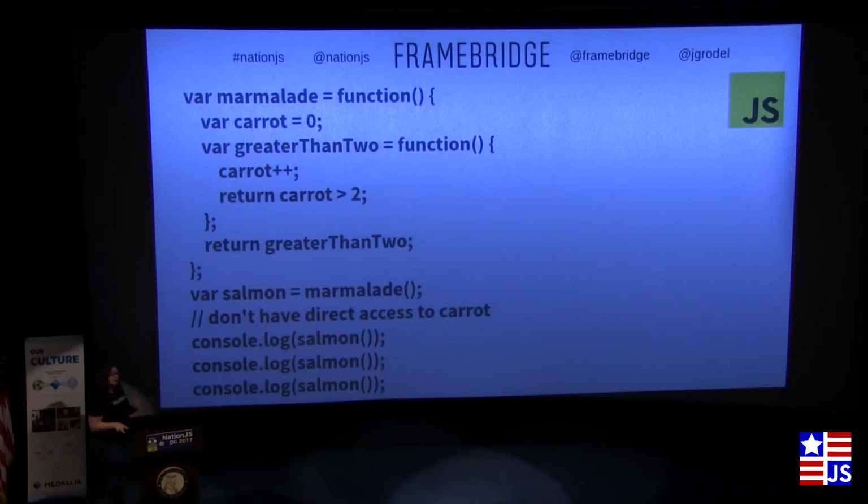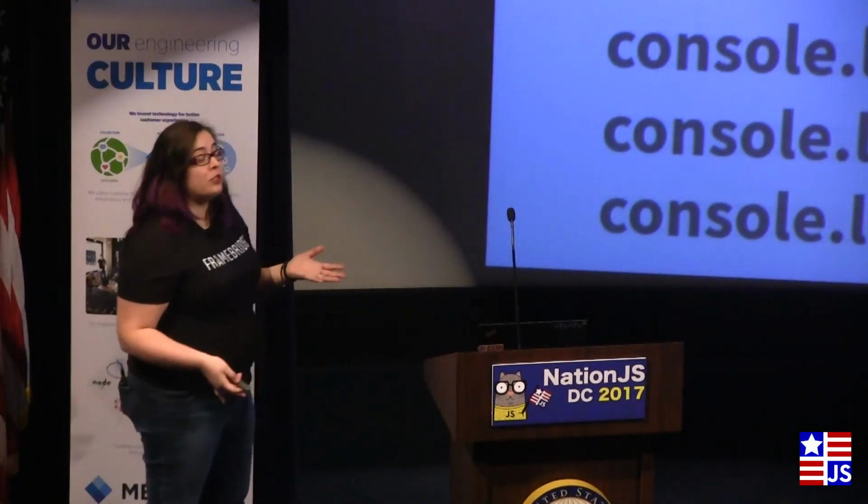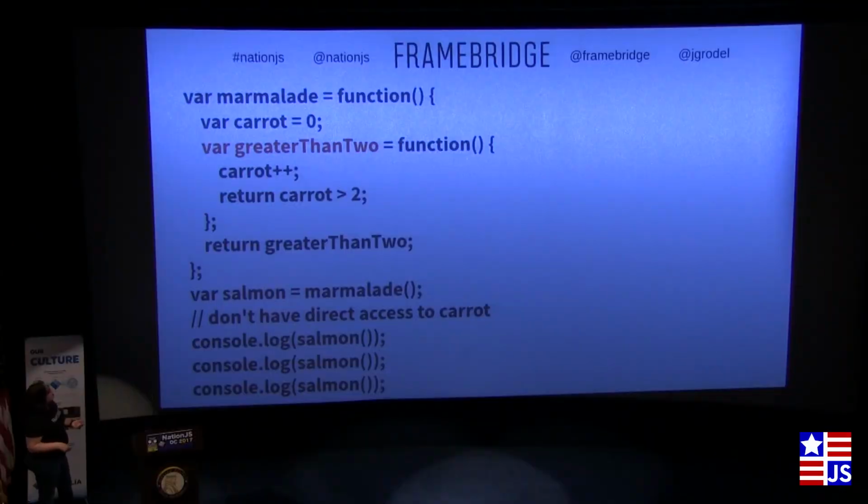And so here's a really simple example of closure. Up here, I'm setting up a marmalade variable, and that's a function. Inside that function, whenever that function executes, it's going to set up a caret and initialize that to 0. Then we set up greater than 2, which is going to be another function. And what greater than 2 will do is it'll go in, it'll increment caret, and then it'll return us a boolean comparing caret against 2. So if caret is greater than 2, we'll get a true, otherwise we'll get a false. And then it returns that function greater than 2.